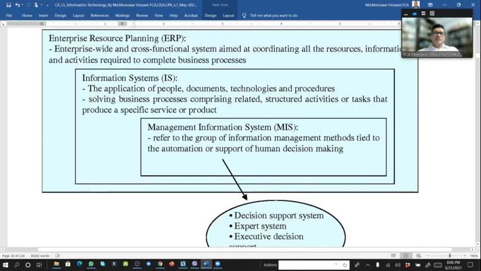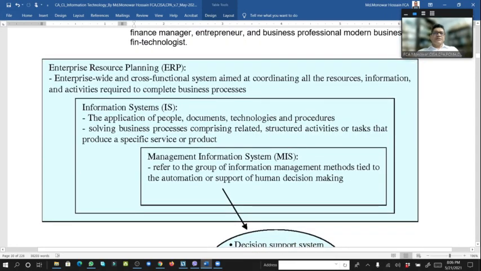And also we have seen here ERP is the total environment, and information system is a part of ERP. Also MIS is the management system, information system is a part of it.